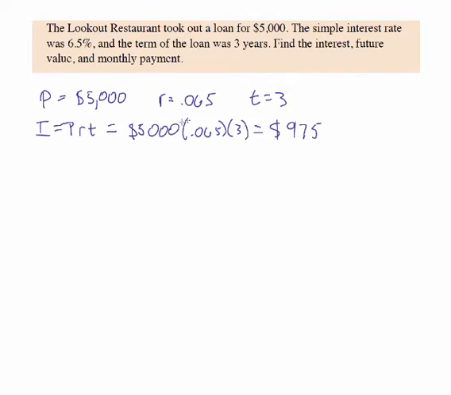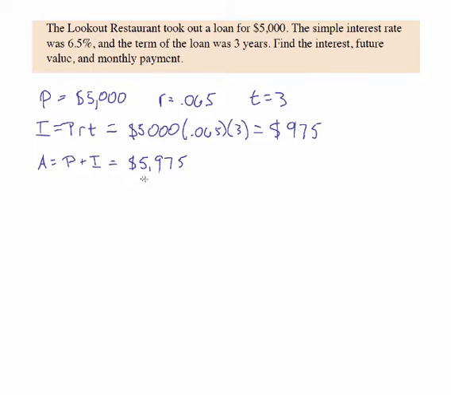Second question, future value. Well, we know that to get the future value, we're going to take our principal amount P and add the interest I. The principal amount was $5,000. The interest was $975. Making the future value of the loan $5,975. That's the amount that the restaurant will actually end up paying for this $5,000 loan.